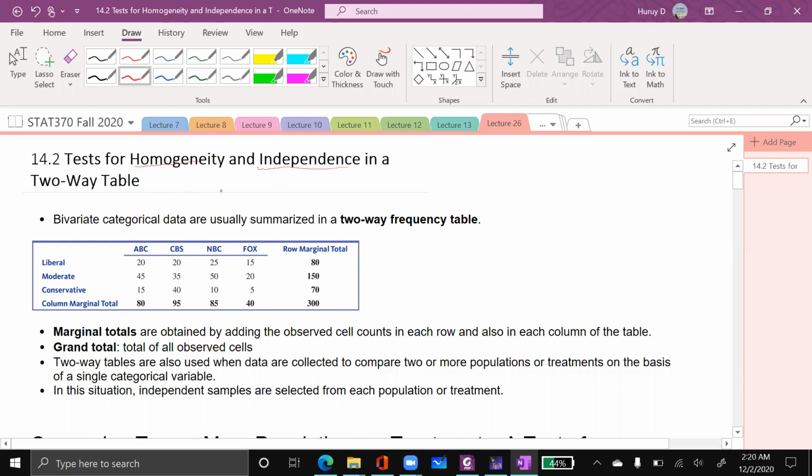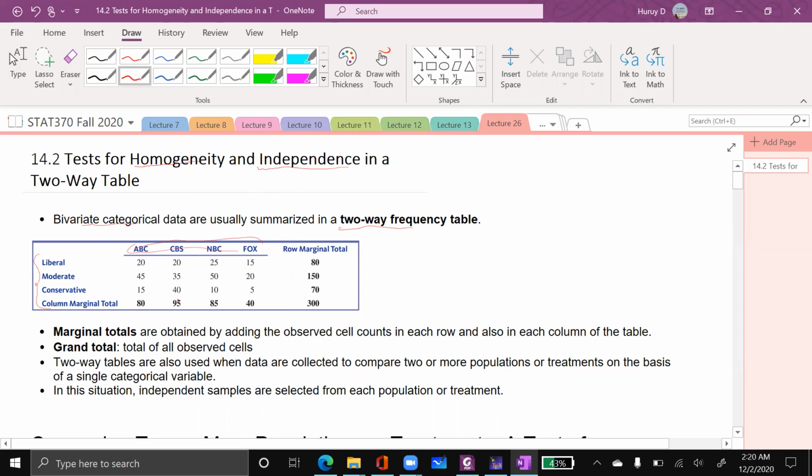But for these two types of chi-square tests, the data has to be summarized in a two-way table, which is something like this one. On the column side, we have categories, and here we have categories. This is what we call a two-way frequency table. Therefore, the data has to be bivariate categorical data, which is summarized in a two-way frequency table.